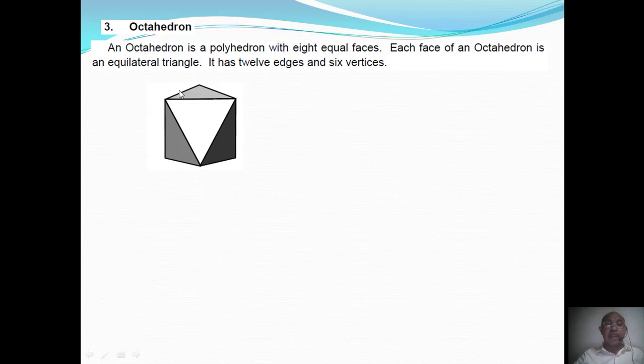So if a is the measure of the edge, the volume is square root of 2 over 3 a cubed, and the area is 2 square root of 3 a squared. Now again, for the area of the octahedron, we can just use the area of one equilateral triangle and then multiply it by 8. So we arrive at 2 square root of 3 a squared.